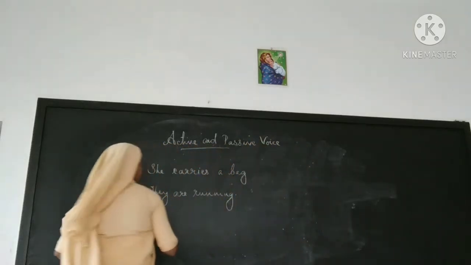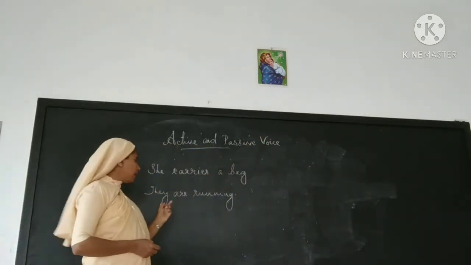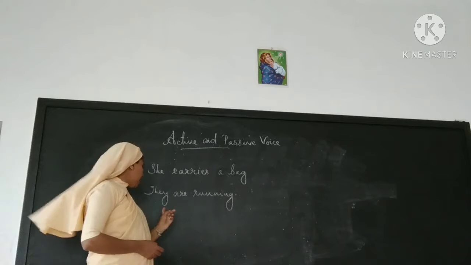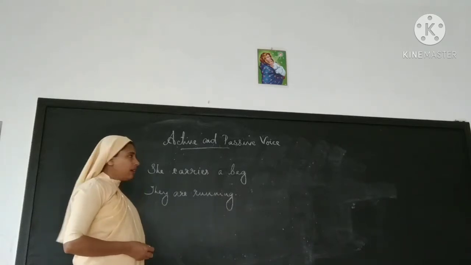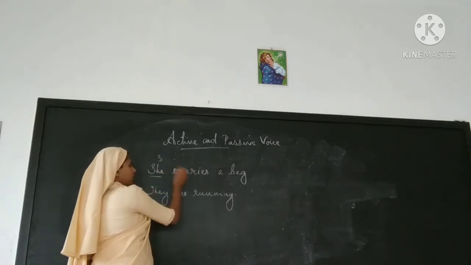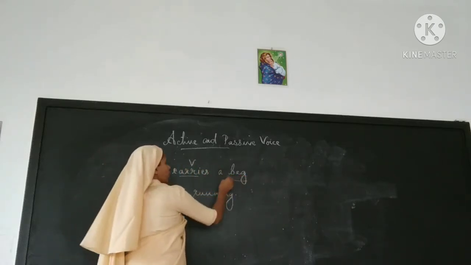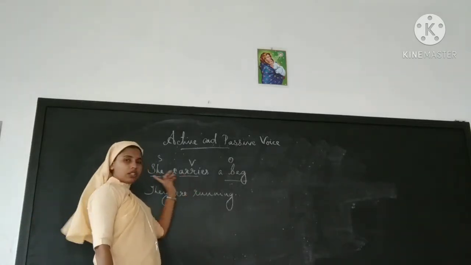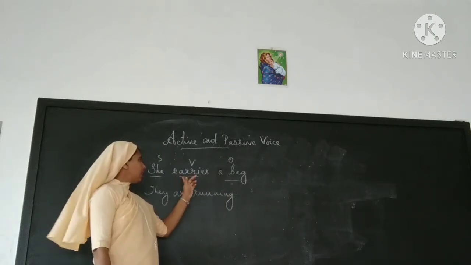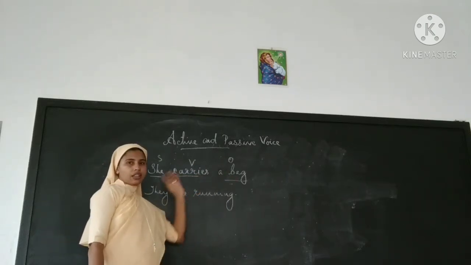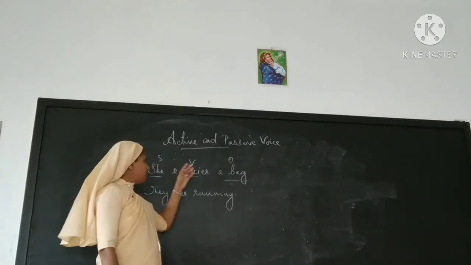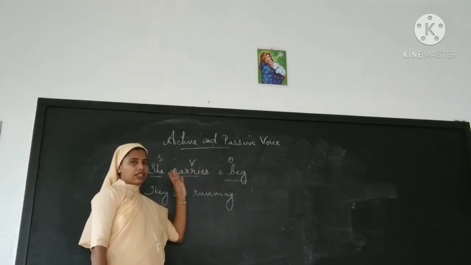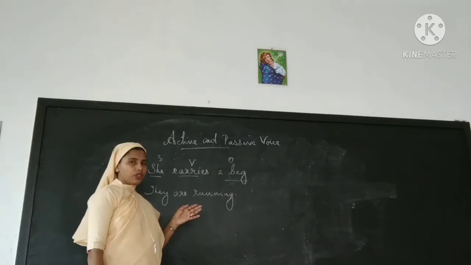Okay. First sentence, she carries a bag. Next one, they are running. Okay, let's see the structure here. Subject, verb and object. The subject, she, is the doer of the action. The subject does the verb, carries, and the receiver of the action is a bag. So the subject, object, doer and receiver should be there in a sentence in order to make it into passive voice.